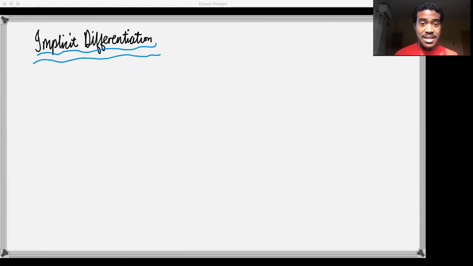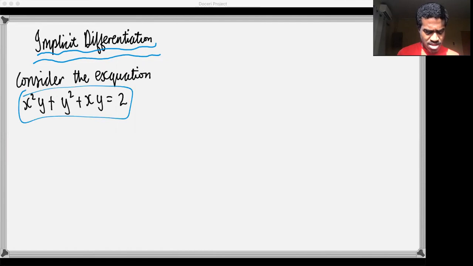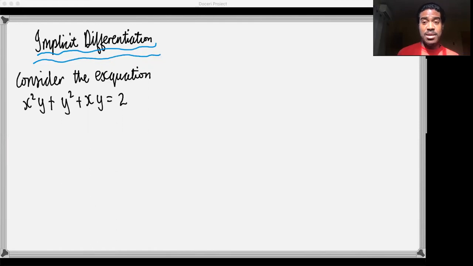Implicit differentiation is the big heading. Let's consider an equation of this form. This is basically an equation of a curve. But this equation has y, y squared, and if we were asked to find the derivative of this, we would want to make y the subject of the formula. But in this particular equation, it would be very difficult to do that. As a result, we need to employ implicit differentiation, because we can't make y the subject of the formula.